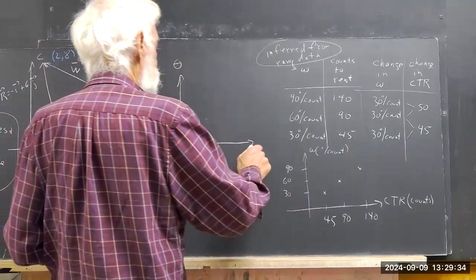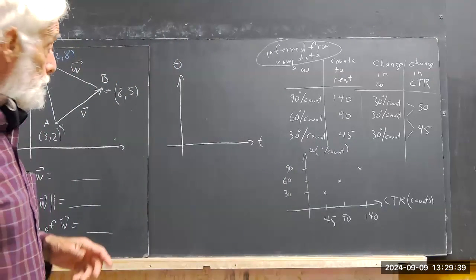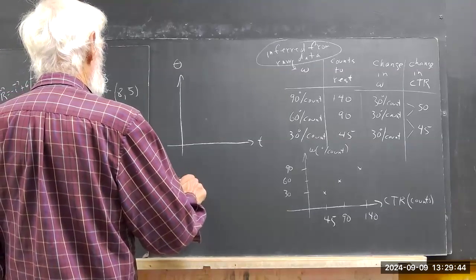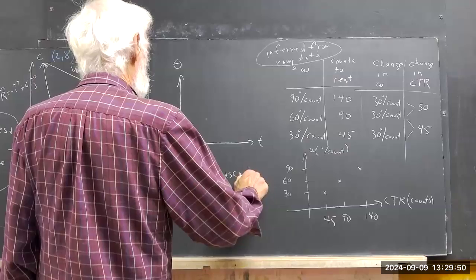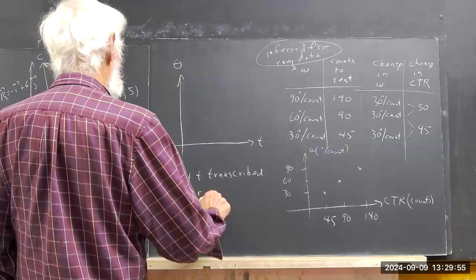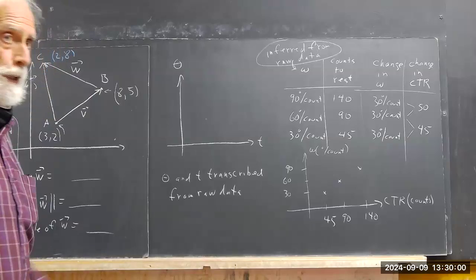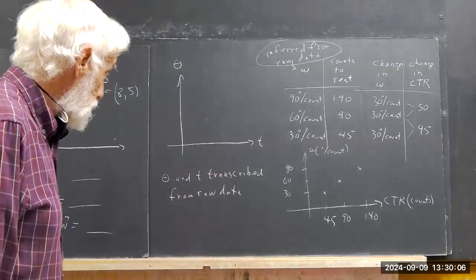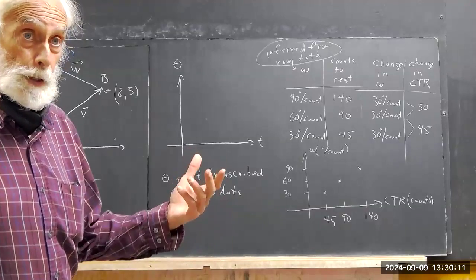You can do theta versus t. Then theta and t are transcribed from raw data, there's no interpretation involved. So this is as close as you get to the raw data. Put that raw data into Excel and get a graph. Everybody know how to do that?